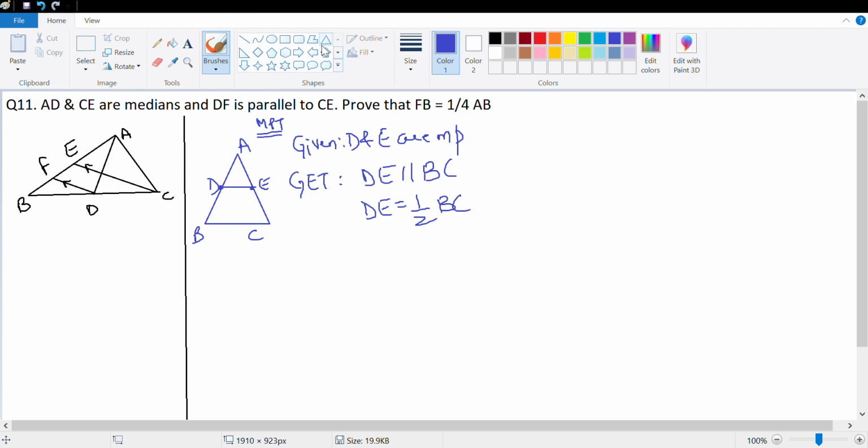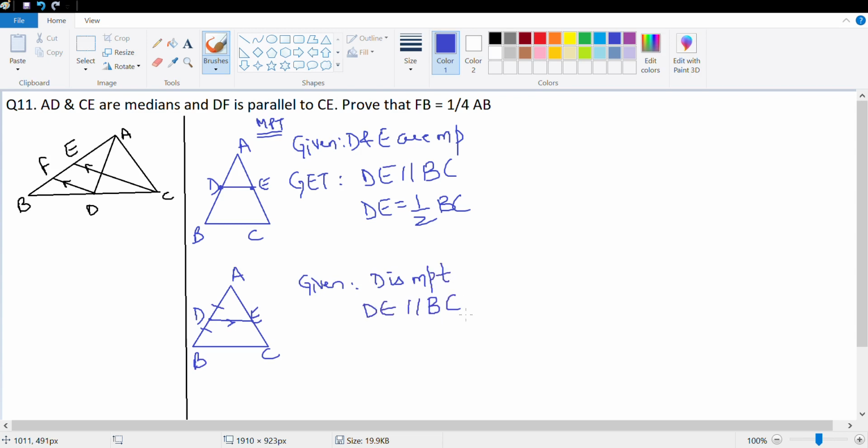And then we did the converse of this. In the converse, one midpoint was given and a parallel line was given. So let's say this is D, this is E, A, B, C. What was given was D is the midpoint and DE is parallel to BC, and what we get is E is the midpoint, and the second part remains the same, which is DE is equal to half of BC. So this is the converse midpoint theorem.